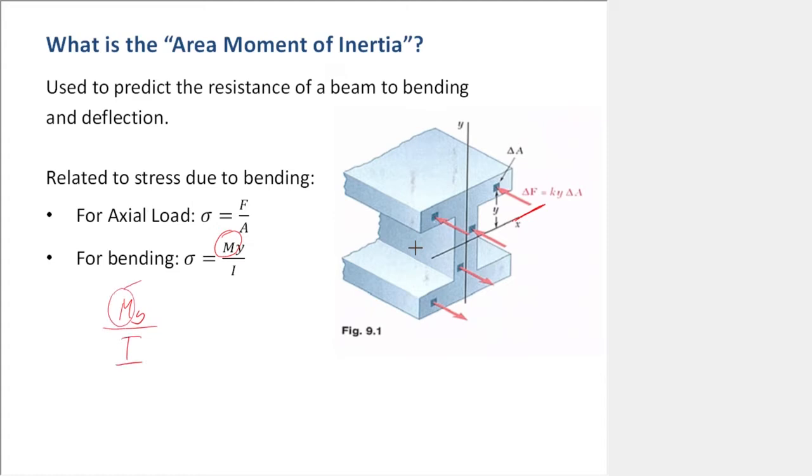M is the moment in the beam at that particular point. Y is over here on this diagram. It's the distance from the neutral axis. And I is area moment of inertia.